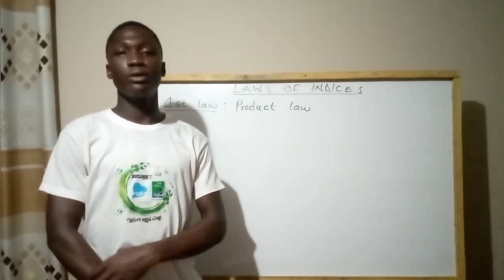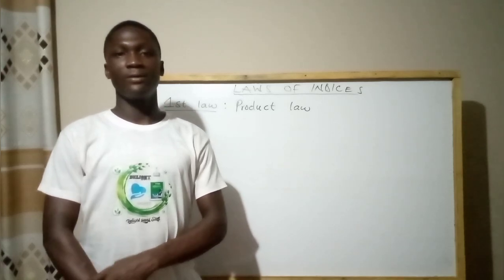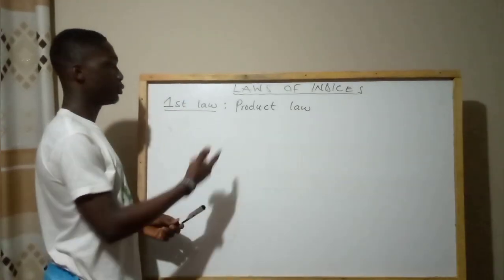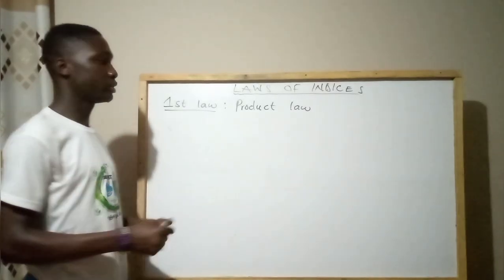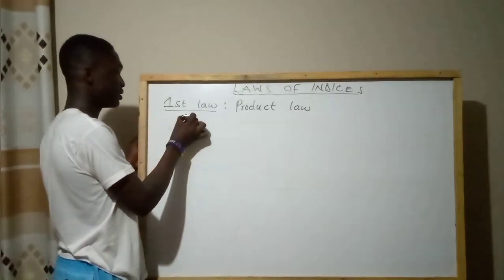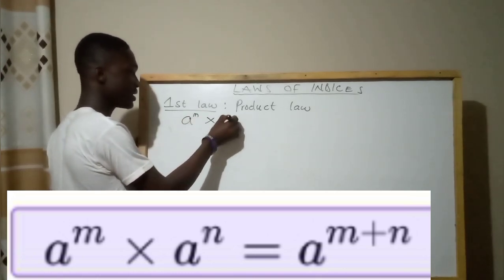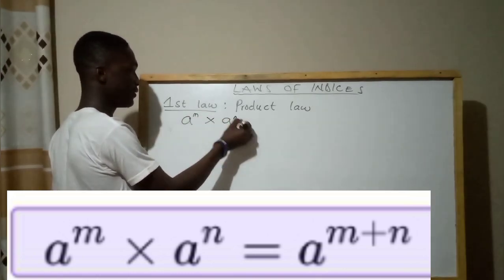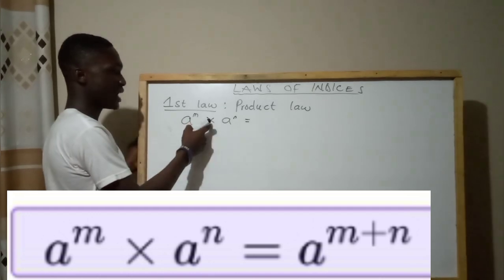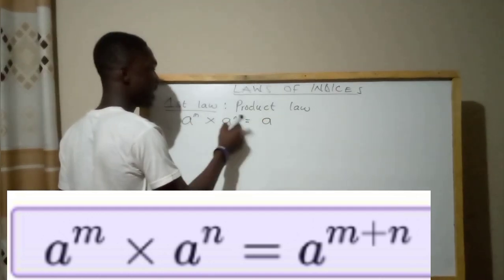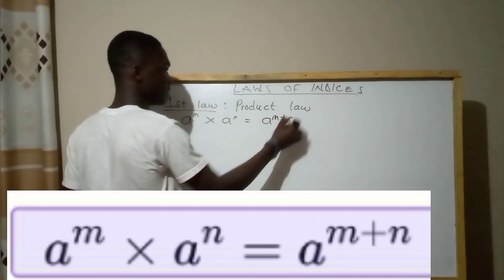So basically we have three laws of indices. And the first law is the product law. The product law is all about any base raised to a given number multiplying the same base raised to a given number. Here, when they are multiplying, we take one of the bases and then add their exponents like this.